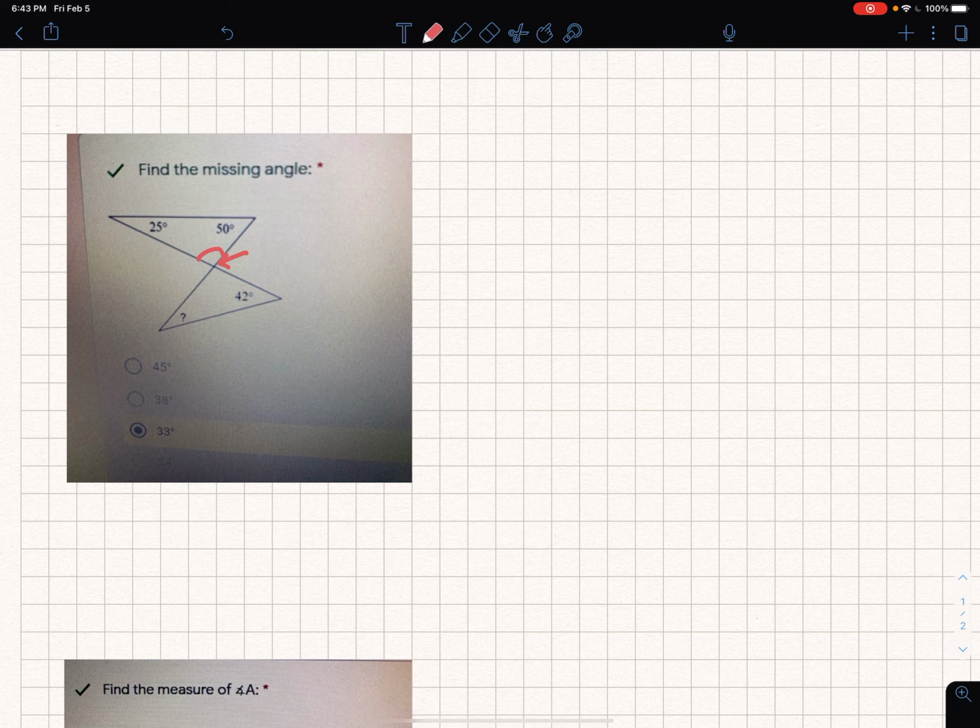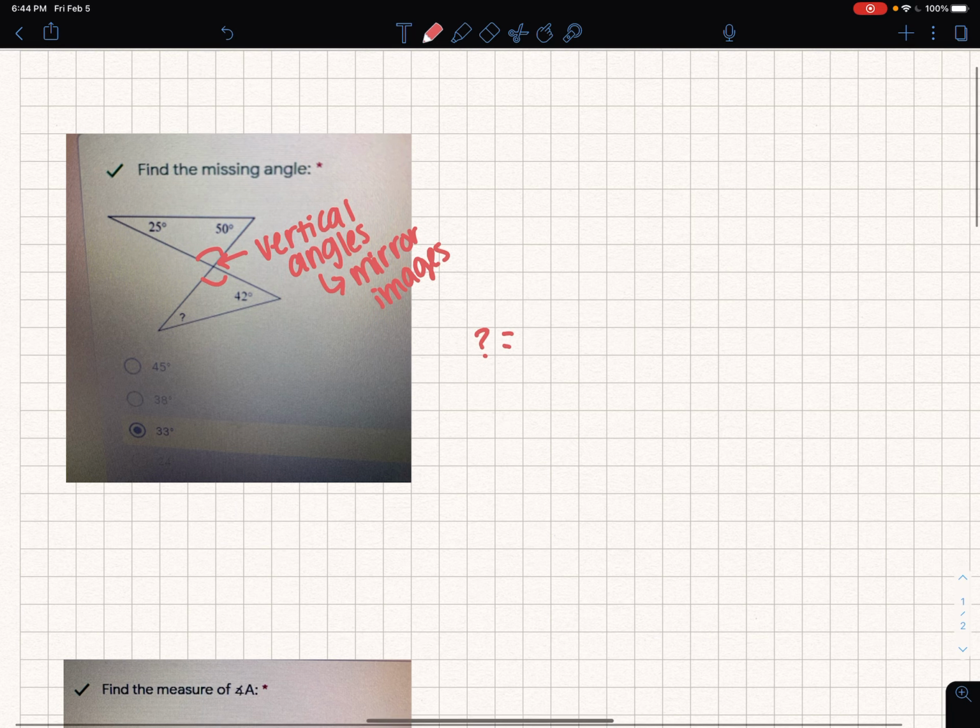So these two angles here are actually equivalent because they are vertical angles. They're mirror images of each other. Okay, so they'll be equivalent. So what we have to do is, if we find one of the angles, then we've automatically found the other, and we'll use that to find our question mark. That'll be the last thing we do.